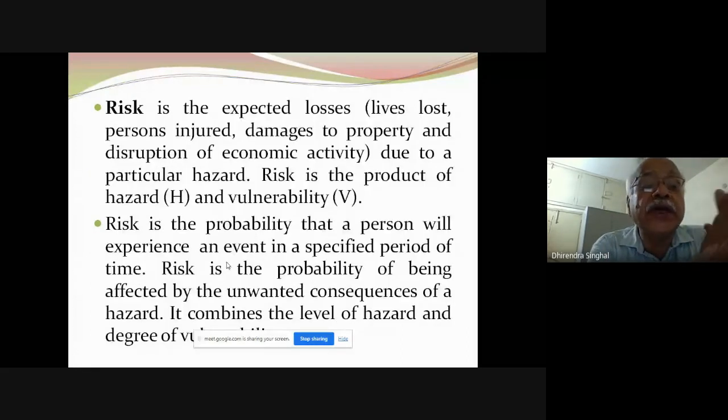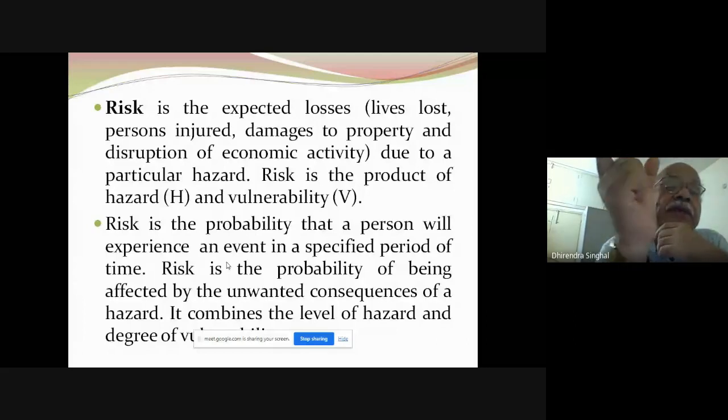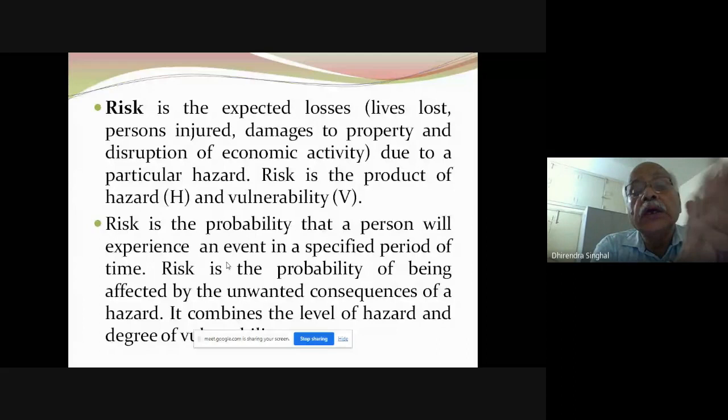You see, disaster I have discussed. Now the second term in my title is risk. Risk is the expected losses: life lost, persons injured, damage to property and disruption of economic activity due to a particular hazard. And risk is the product of hazard and vulnerability.